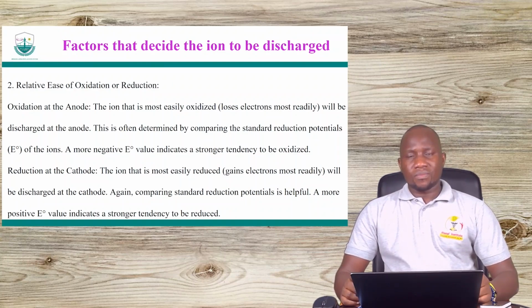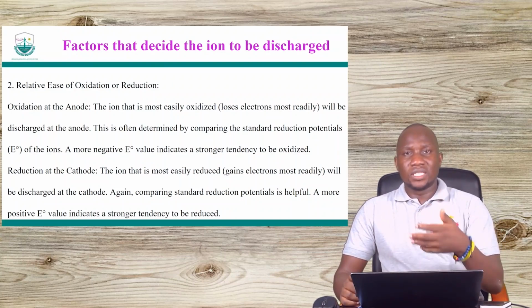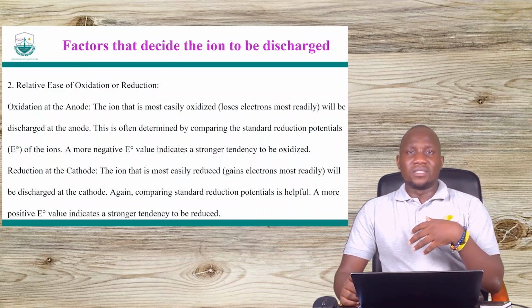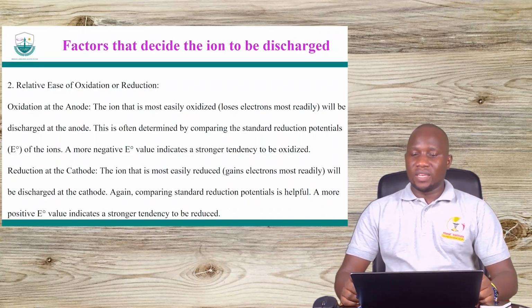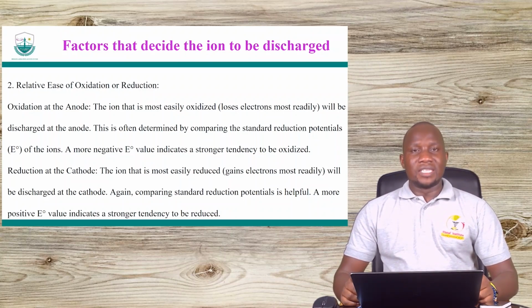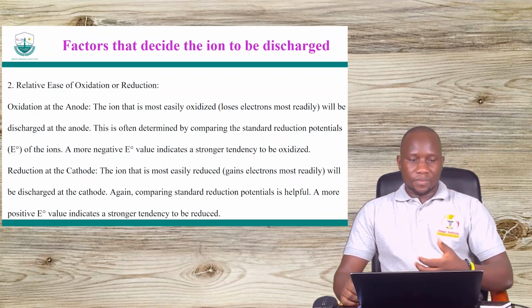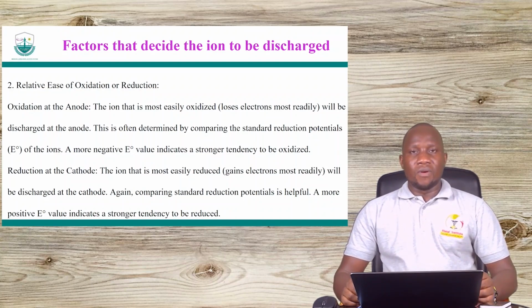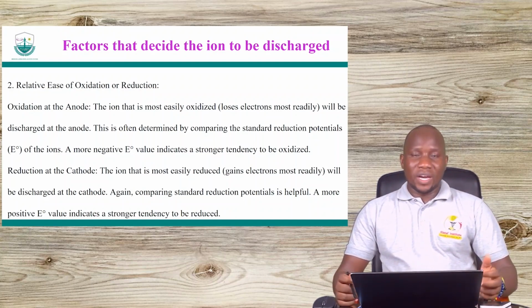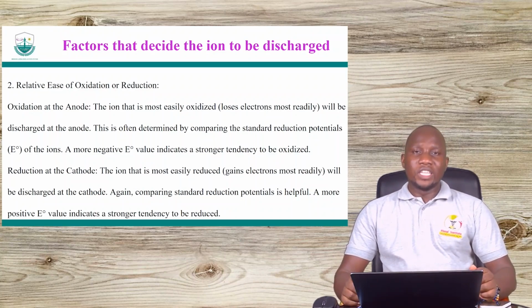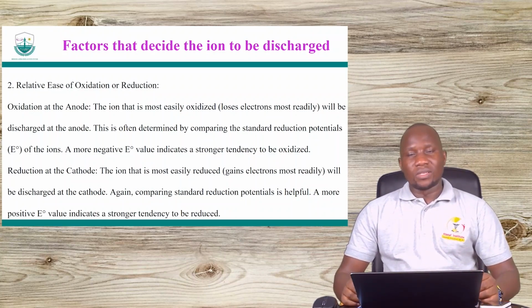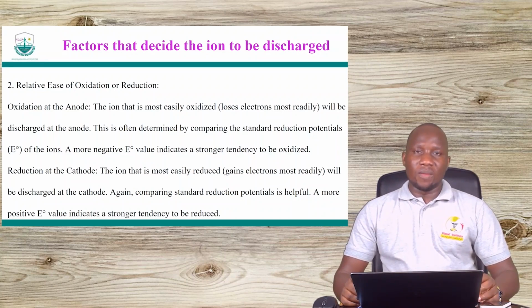You have different elements, and these elements do not have the same extent to which they can lose or even gain electrons. Okay? The extent is not the same. There is a list of these metal ions and the relative ease with which they actually lose electrons. What we call the electrochemical series.